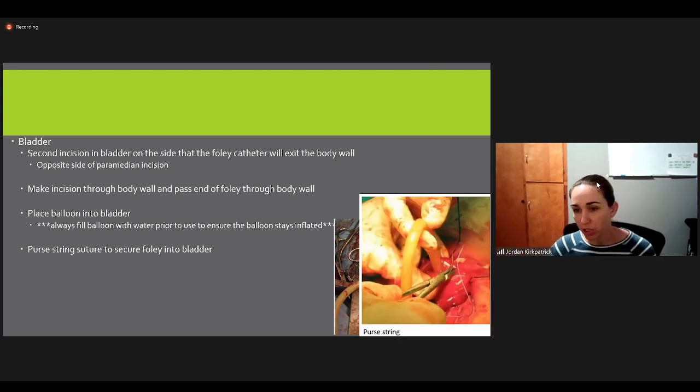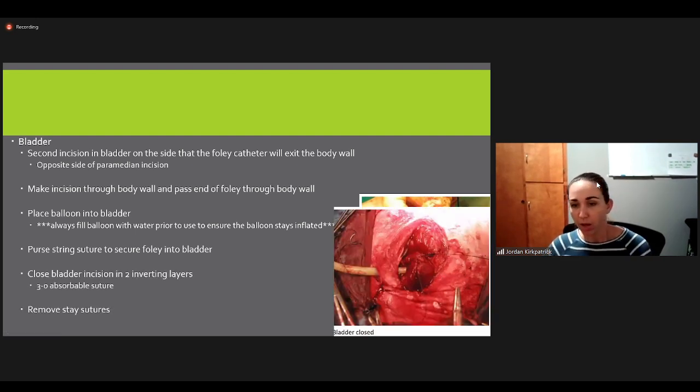Then you'll put a purse string suture around that hole to secure the Foley into the bladder. And then the incision that you made between the stay sutures, you close that with two inverting layers, typically with a 3-0 absorbable suture, and then remove the stay suture. So this is what it should look like, again, the catheter going through the body wall into the bladder.